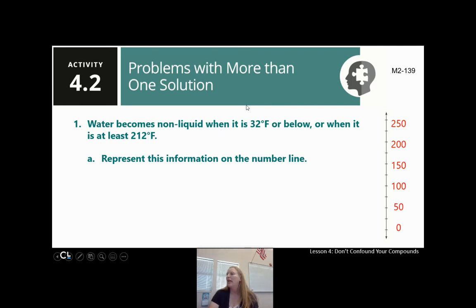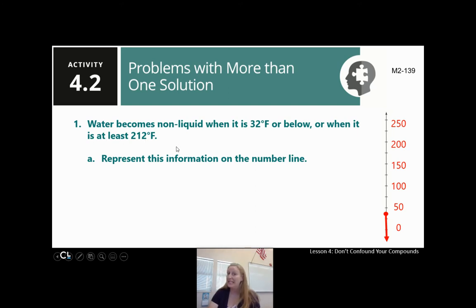So let's start with this guy, 32 degrees or below. Well, if that's 25 and that's 50, 32 is going to be somewhere in the middle there. And it is closed. It does include 32 degrees, so I'm going to put a little closed circle there. And it says or below, so I'm going to draw an arrow going below. So any temperature 32 degrees or below, we are no longer liquid.